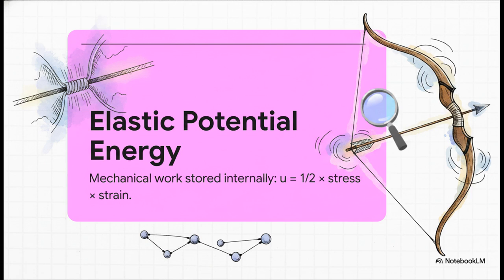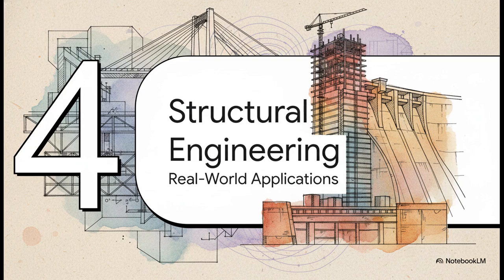This formula, U equals 1/2 times stress times strain, shows exactly how that mechanical work gets stored internally as the elastic potential energy per unit volume. It's honestly the exact same principle as drawing back a bowstring. All right, let's step out of the lab and into the real world. Section 4. Real-world structural engineering.